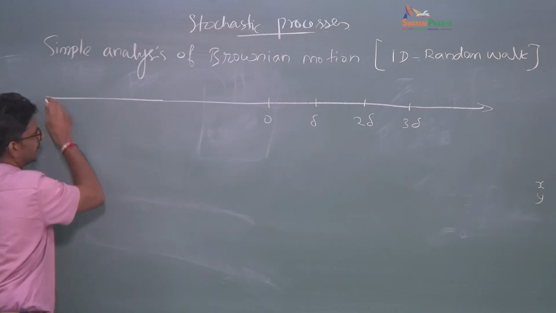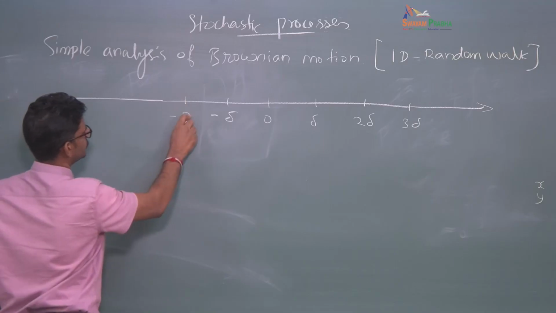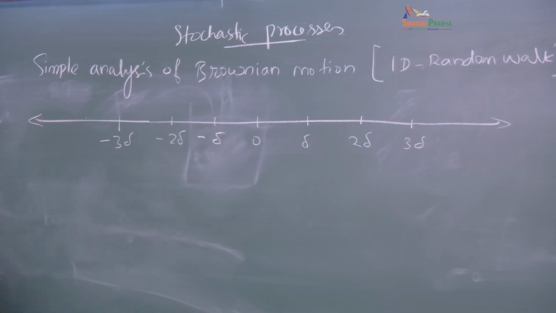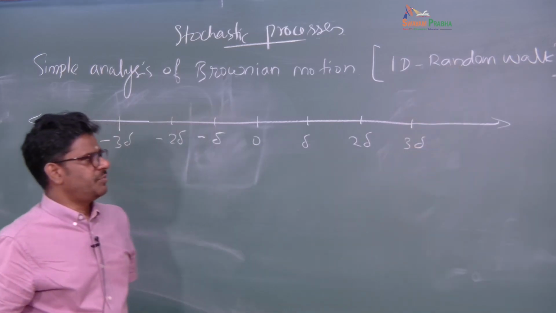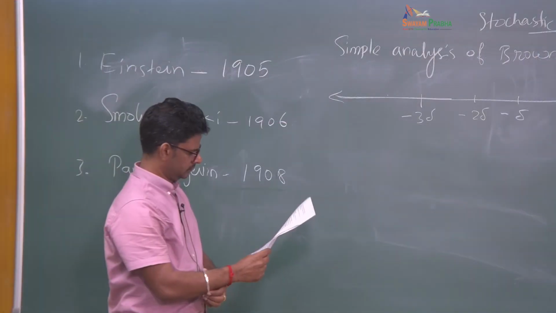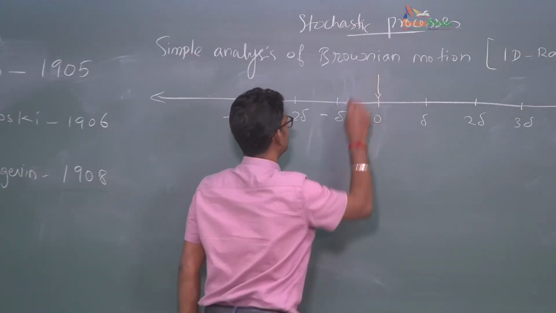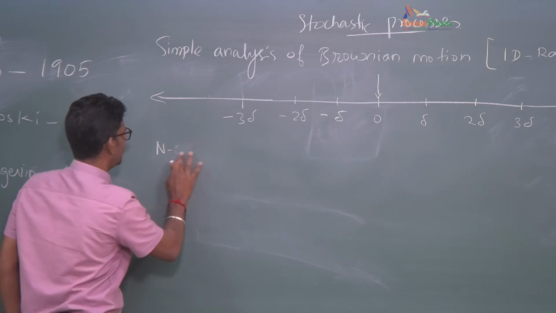And in this direction, I have minus delta, minus 2 delta, and then goes to infinity. Okay, so this is the axis that we are going to use. This is what we mean by a one-dimensional random walk. Okay, the space is one-dimensional. Now, initially, what we will do is we inject n particles here. We say n identical particles.